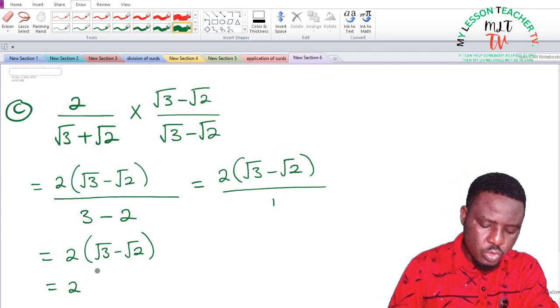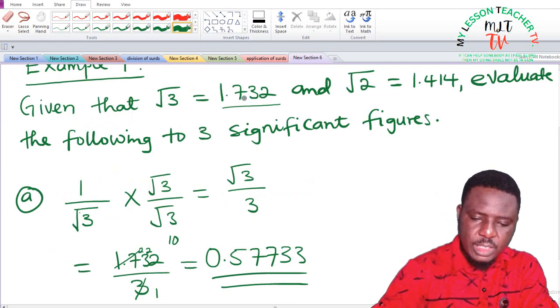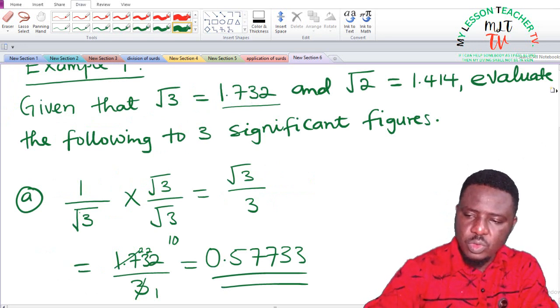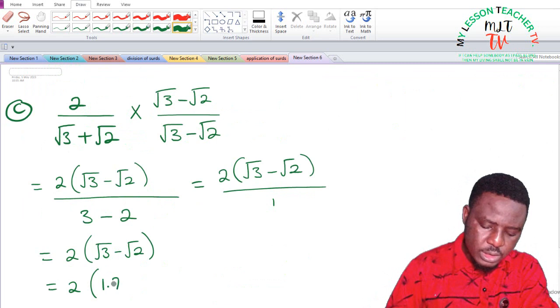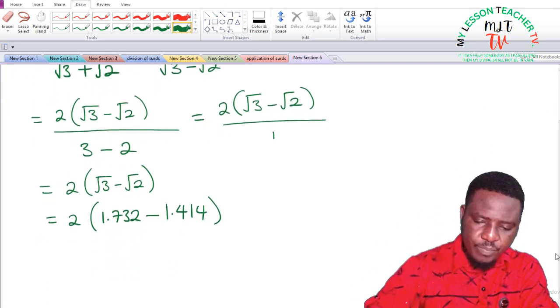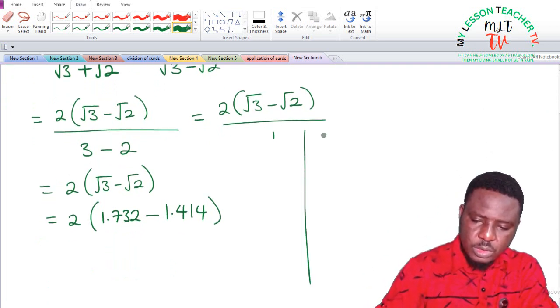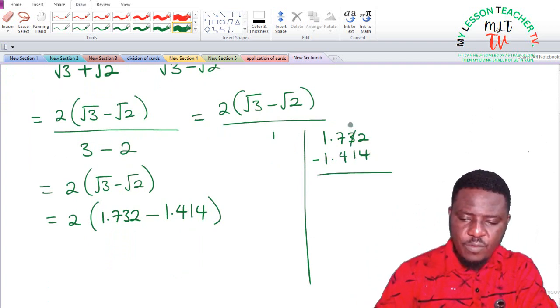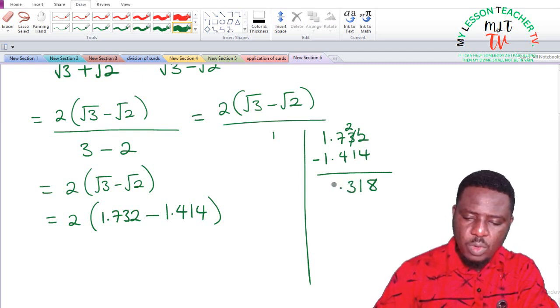This is equal to 2 into root 3, which is 1.732, minus root 2, which is 1.414. So we simplify further. When you subtract 1.732 minus 1.414, 2 minus 4 cannot. You borrow 1 from 3. This becomes 2, and this gives you 12. 12 minus 4 is 8. 2 minus 1 is 1. 7 minus 4 is 3, and 1 minus 1 is 0.